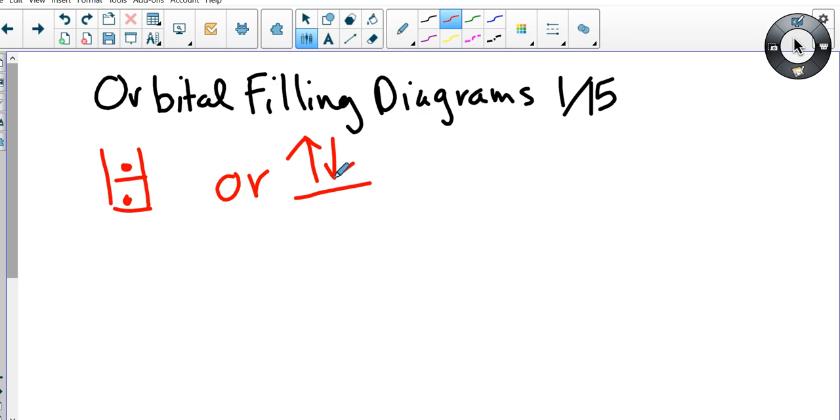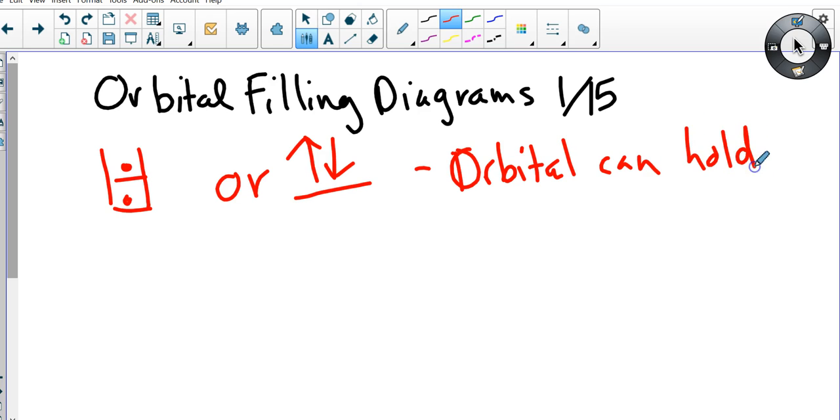So, from that information, how many electrons can an orbital hold? Please and thank you, Sierra. 2. Yes, right. So an electron orbital can hold 2 electrons. Okay?